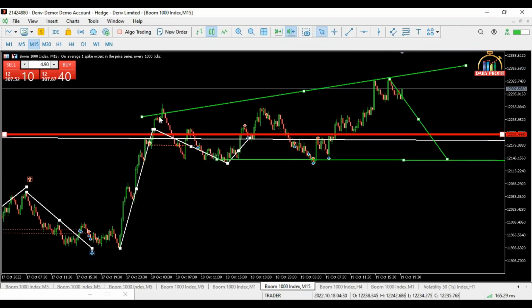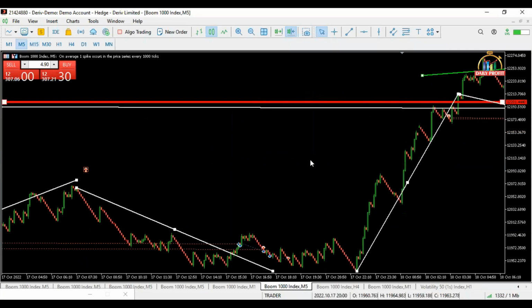You see the structure. It came here. It did not break this. It fell back down, went up a bit, fell to this support here, went up again, fell back to the support, got to this resistance, and has started falling. Now, two things are going to happen. It's either it will fall back down here, or it will break this resistance and continue up. Are we there? Yes, sir.